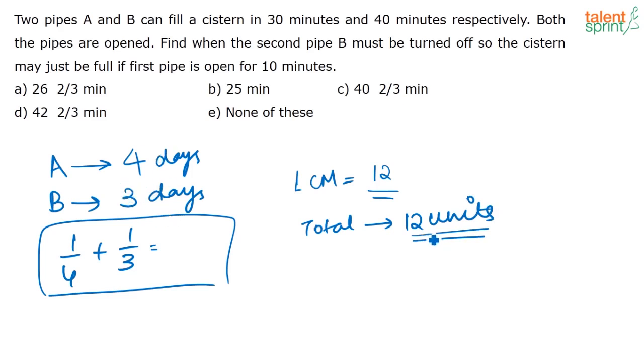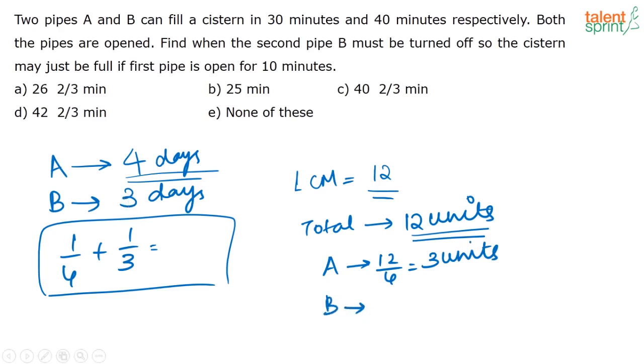So here, if the total work is 12 units, how many units will A do in a day? See, total work is 12 units. A is finishing the work in 4 days. So in 1 day, A will do 12 by 4, or that is equal to 3 units of work in a day A is doing, correct? Similarly, in 1 day, how much work will B do?